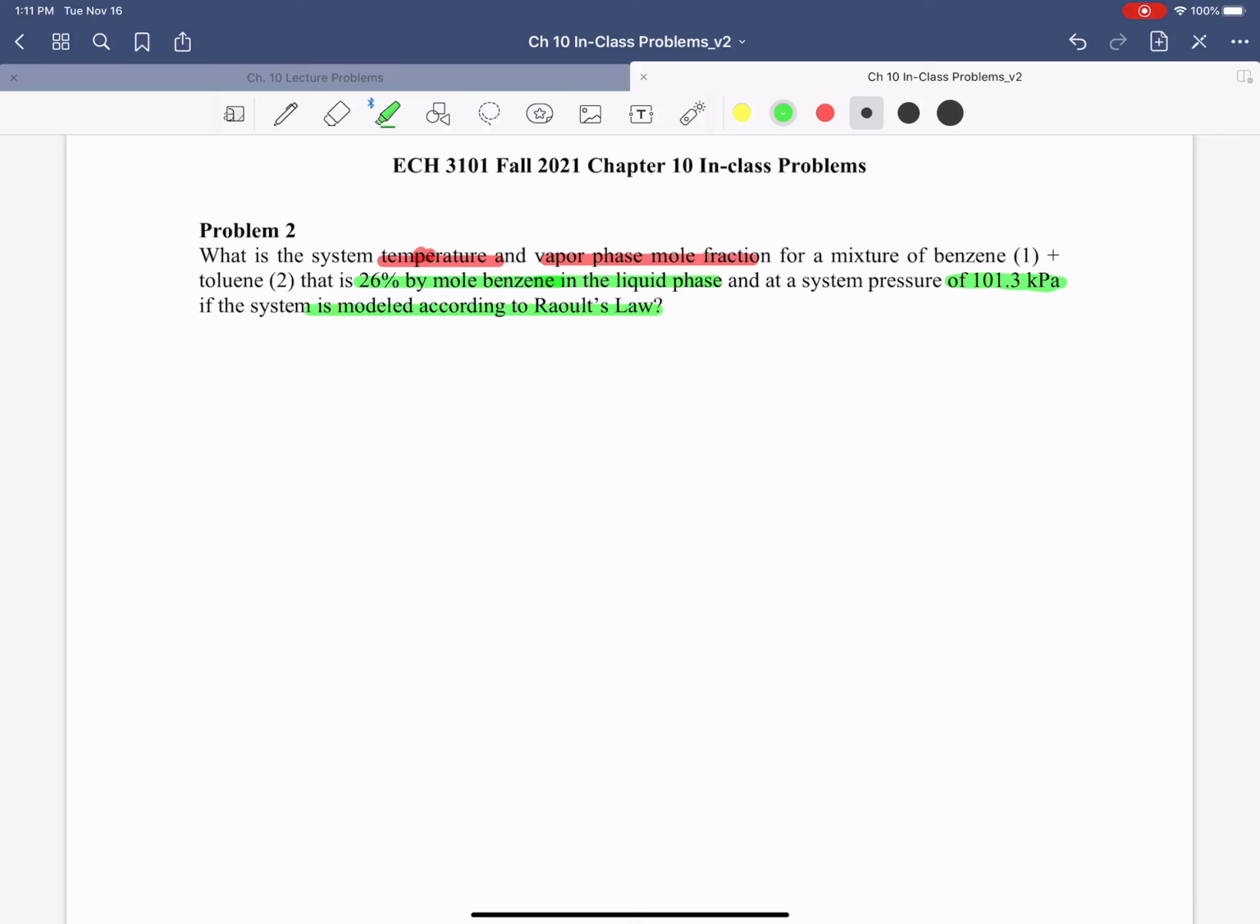Based on this description, I want you to pause the video here and sketch out a diagram of the system.